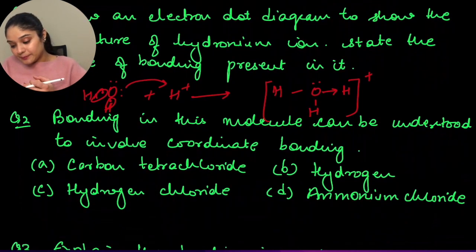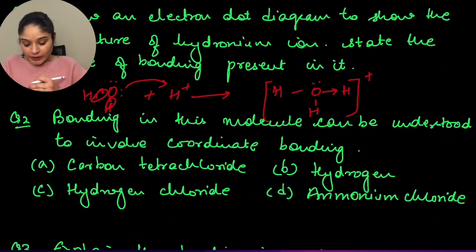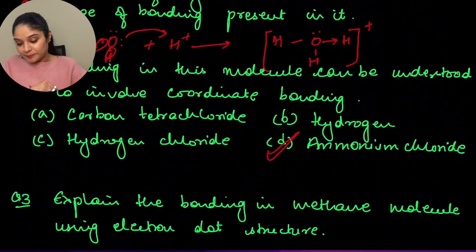The next question says the bonding in which molecule can be understood to involve coordinate bonding. Option A is carbon tetrachloride. Of course, no. Then hydrogen chloride, and ammonium chloride. So ammonium chloride is the one that would involve coordinate bonding. Now, let's move to the next one.